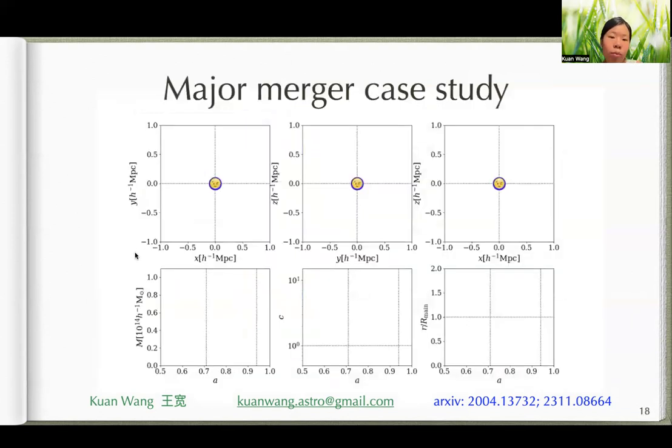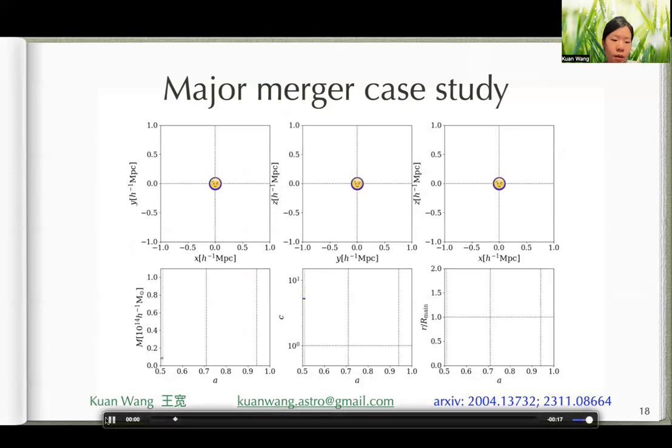So here, the top row shows the trajectory of the smaller incoming halo with respect to the larger main halo in the three different projections. The bottom left panel shows the mass evolution, the bottom middle panel shows the concentration, and the bottom right panel shows the distance between the two halos, normalized by the main halo radius.